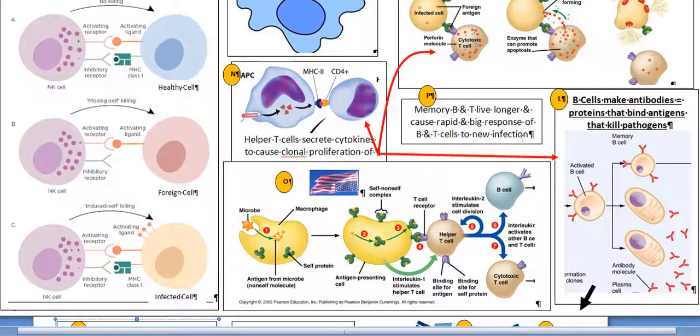And then another thing is, like in this case here, so we said that activated B cells make these plasma cells, and these are the guys that pump out the antibodies, but they also make these memory B cells, and then also memory T cells are made too. So there's memory B and there's memory T cells, right?